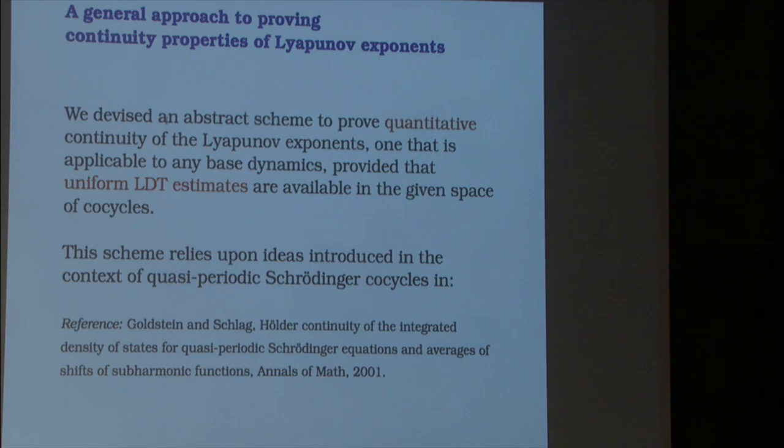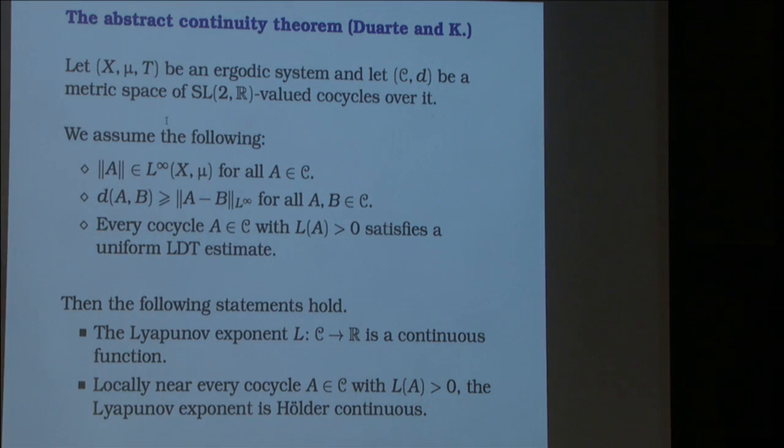So let me formulate that abstract result, but in the SL2R setting, because it's just technically simpler, but the result is more general. This abstract result says the following. You have a base ergodic system, and you have a metric space of SL2R cocycles with the following properties. You assume that the cocycles are bounded. You assume that the distance is the infinity distance or finer, and sometimes you need some flexibility there. You may not want to work with the infinity distance. For instance, in the quasi-periodic setting, you have a finer distance. And you assume that every cocycle with positive Lyapunov exponent satisfies that kind of uniform concentration inequality.